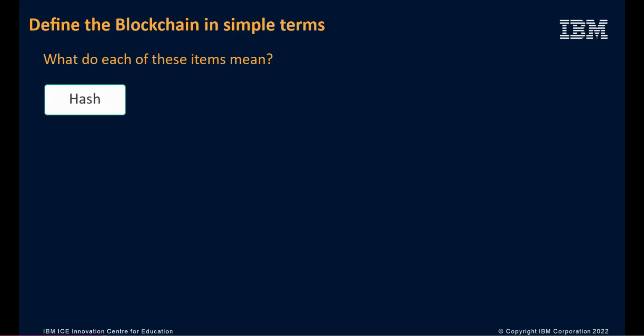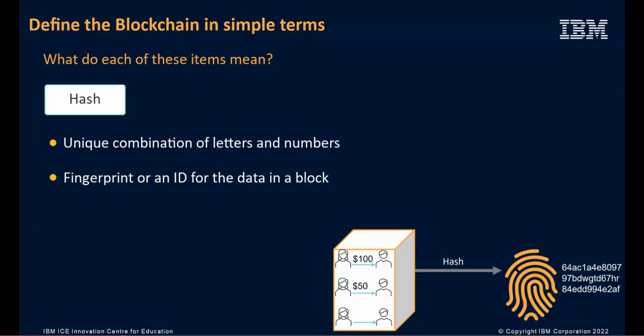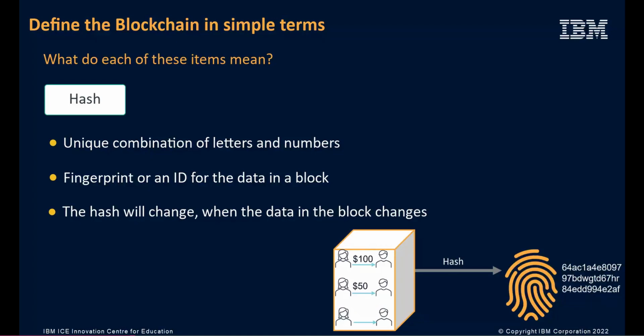A hash is a unique combination of letters and numbers. It's like a fingerprint, an ID for the data in a block, and it is always unique to every block on the blockchain. When the data in a block changes, the hash will also change. Hence, in a transaction, if the amount being sent by Alice to Bob changes from $50 to $100, the hash of the block will completely change.